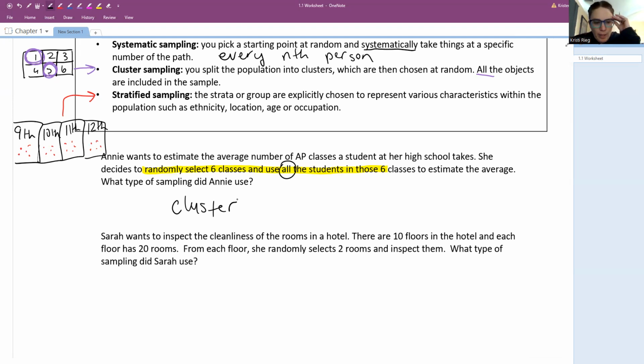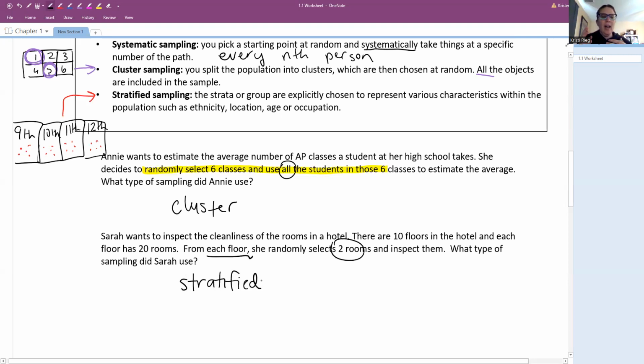On the second one, it says Sarah wants to inspect the cleanliness of the rooms in a hotel. There are 10 floors in the hotel. Each floor has 20 rooms. From each floor, she randomly selects 2 rooms. So she chose from each group, and from each group, she selected a couple. Just in this case, it's 2. In my example, it's 5. It could be 50, just not all of them. We know that there's 20 rooms on each floor, and she chose 2. So she chose 2 rooms from each floor. This one is stratified.